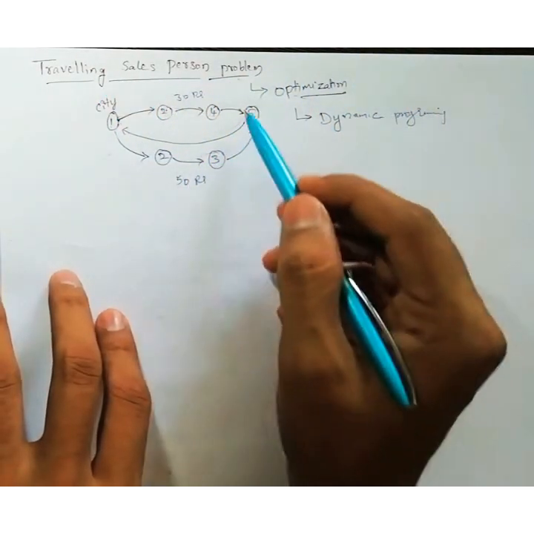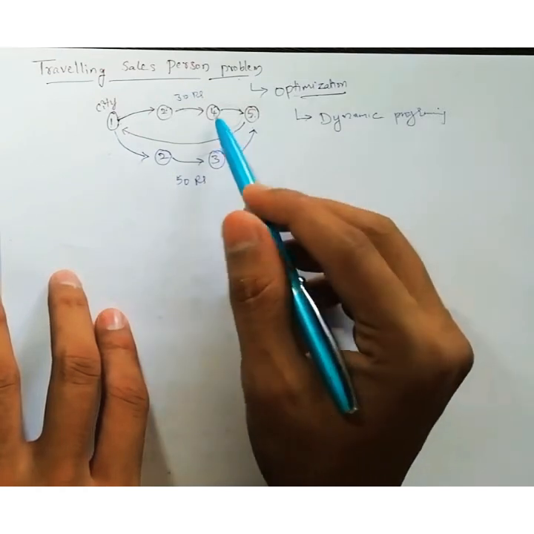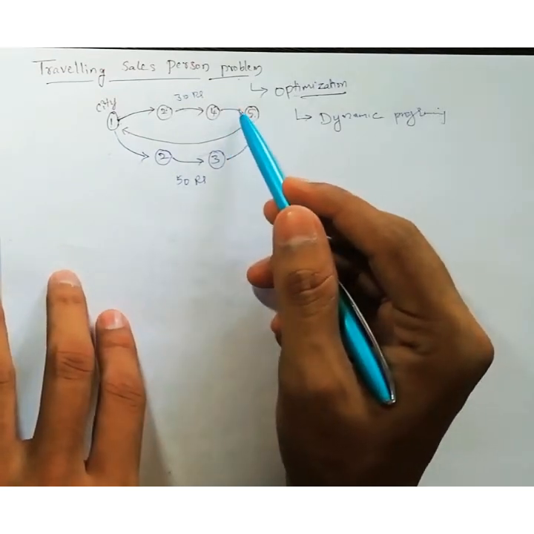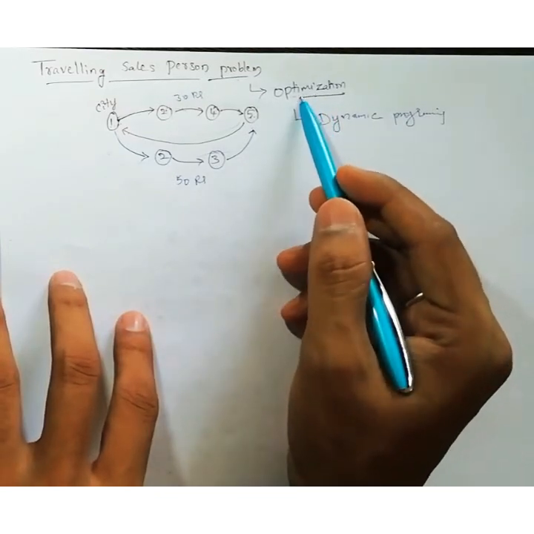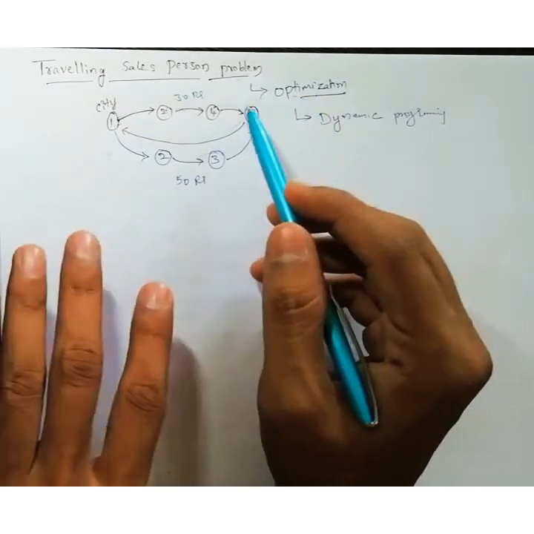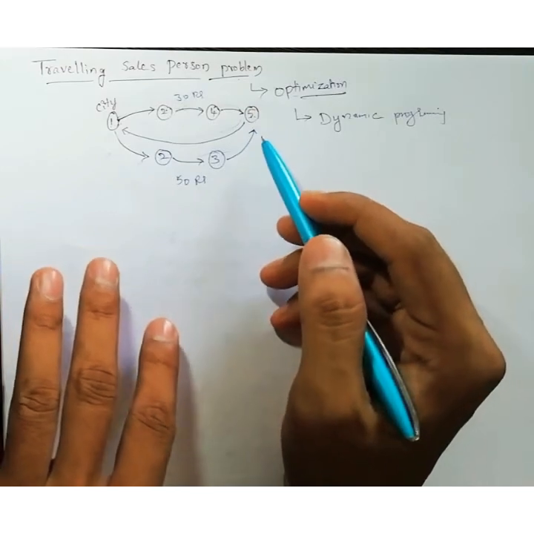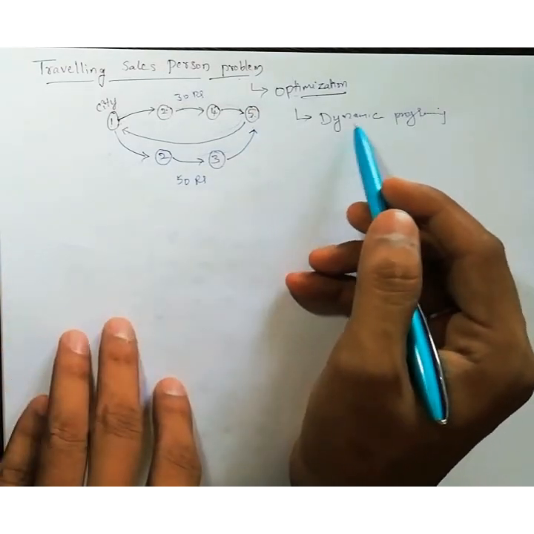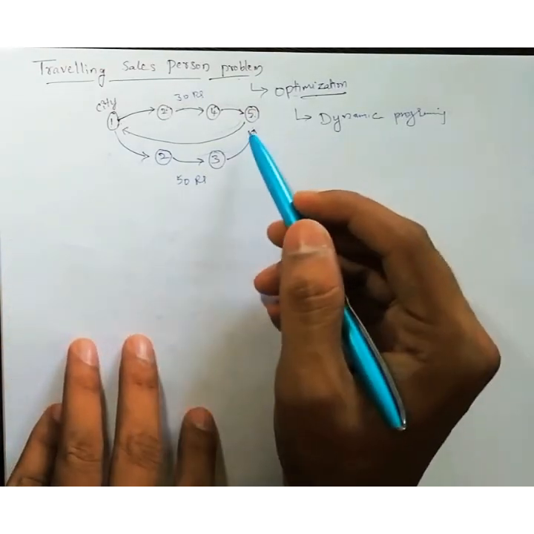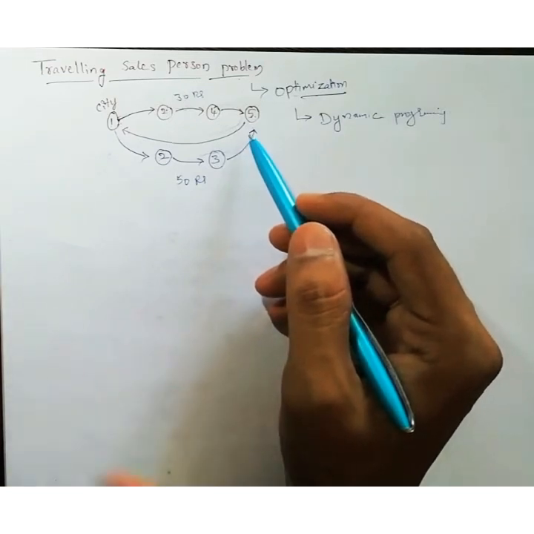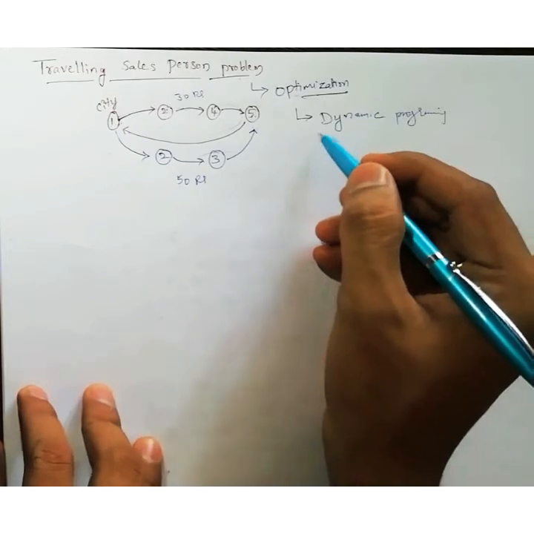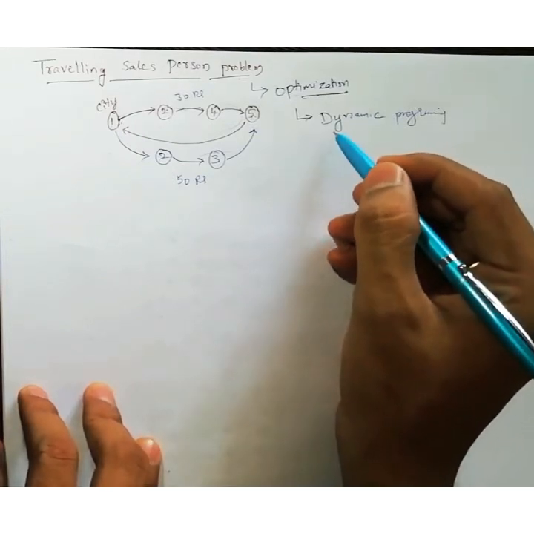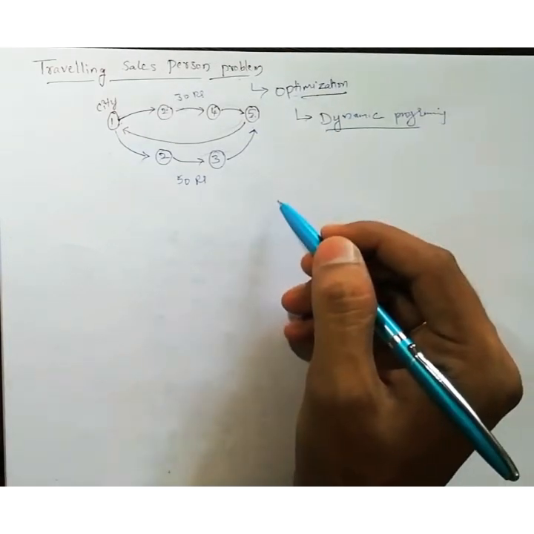And here, as we know, we are finding a minimum cost, minimum path. So we call this problem an optimization problem, and we can solve the traveling salesman problem by using one approach, that is dynamic programming. We can also solve it using another technique, which we will discuss later. First, we will discuss how we can solve it by using dynamic programming.